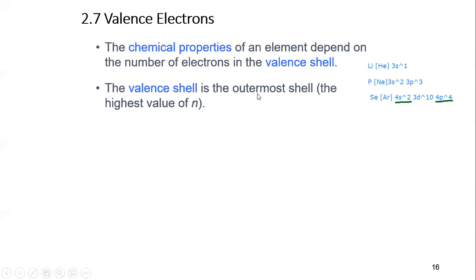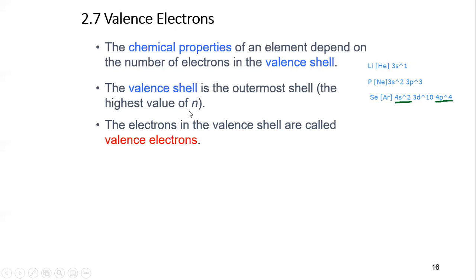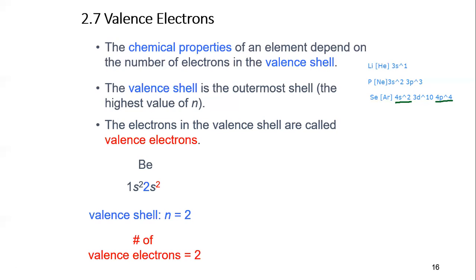So we call it valence or outermost shell. And again, it's the highest value of n. So for beryllium, we go 1s2, 2s2. The 2s is the highest energy orbital. So beryllium has 2 valence electrons. Again, it's an s block metal. All s block metals, the last filled s orbital tells you the number of valence electrons.